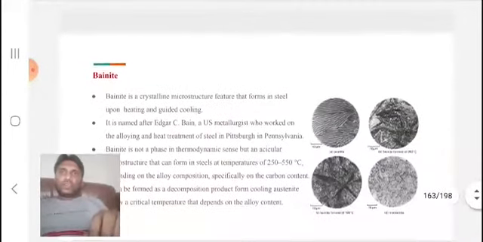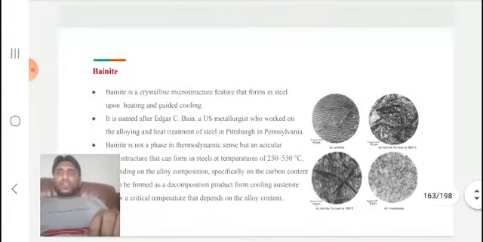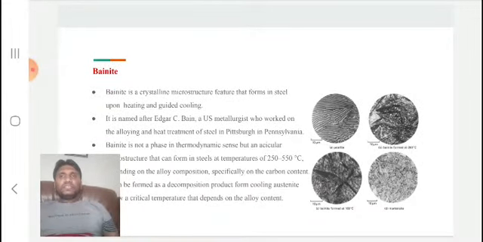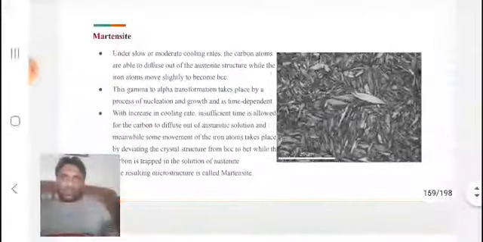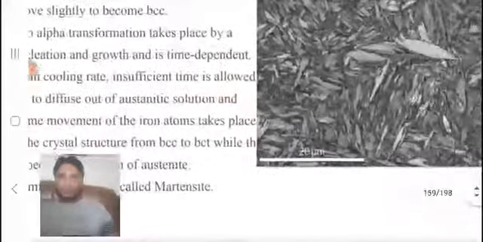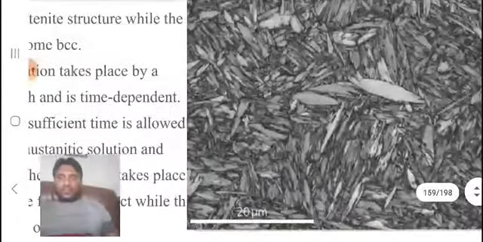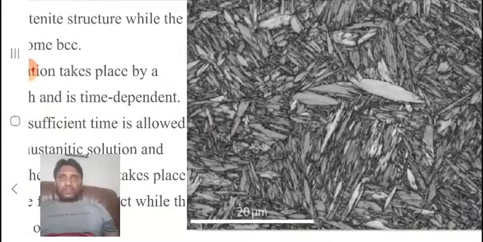After martensite, there is another structure called bainite. Bainite is a crystalline microstructure feature that forms in steel upon heating and guided cooling. We can see here the martensitic structure. It is a needle-like structure in random directions. We can see clearly there are no grain boundaries, nothing. Because of this structure, hardness increases drastically.